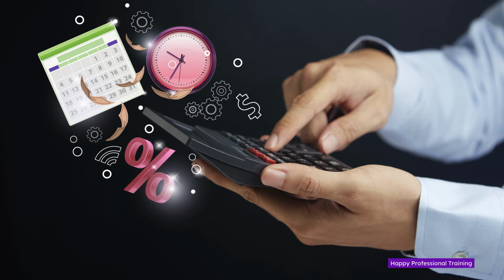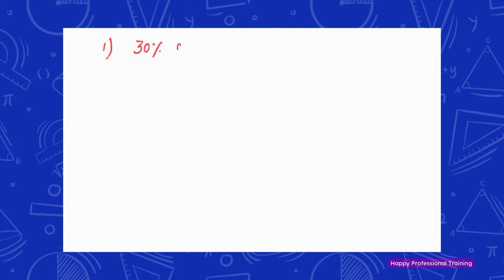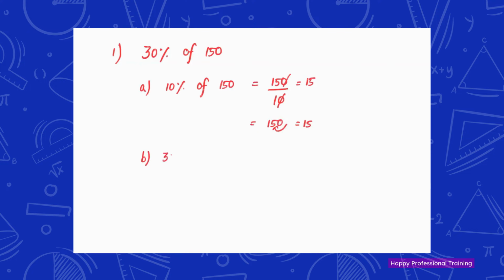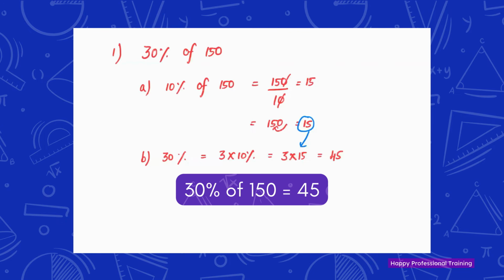Let's work on examples so that we get a clear understanding of this method. First, let's identify 30% of 150. To do that, first find 10% of 150. This can be done either by dividing 150 by 10, which is 15, or you can simply move the decimal point one place to the left. Next, we have to identify 30%. What is 30%? It's 3 into 10%. So 3 into, we already have found 10%, which is 15. So 3 into 15 is equal to 45. Therefore, 30% of 150 is 45.